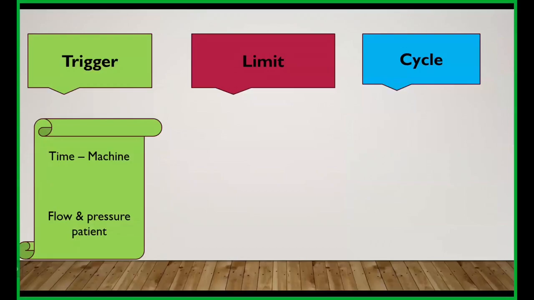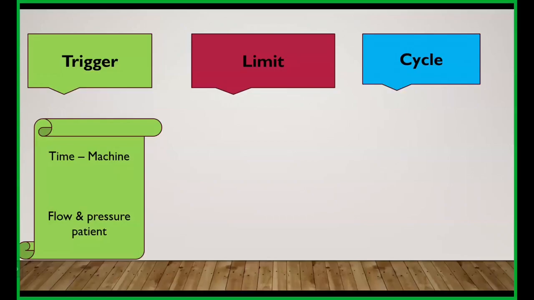What is a pressure trigger? Maybe you set the trigger sensitivity of minus 0.5 centimeter H2O to minus 2 centimeter H2O. The ventilator will sense any effort, a negative airway pressure deflection from the patient, as an initiation of breath. This is called the pressure trigger. Any negative airway pressure greater than this trigger sensitivity, that is minus 0.5 to minus 2 centimeter H2O, will be sensed as the patient's effort, and the ventilator will deliver the breath.